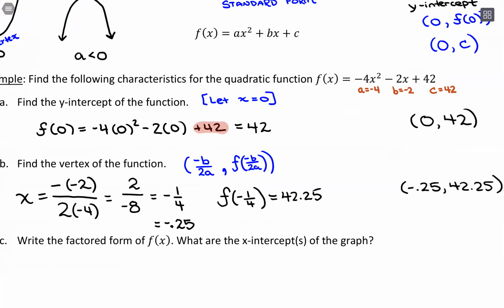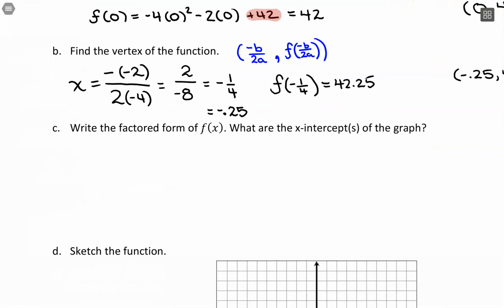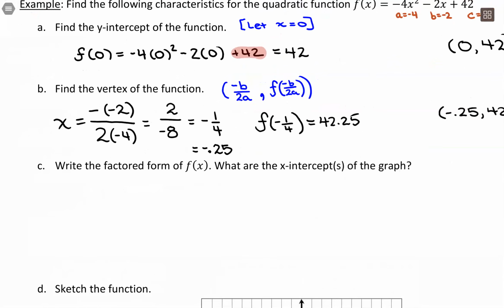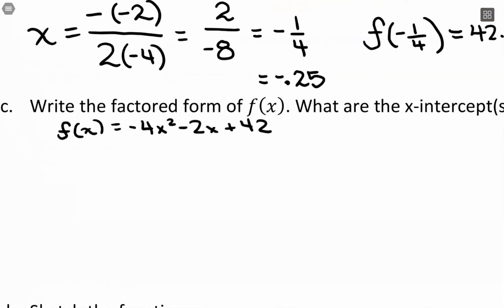All right, the factored form of f of x. So what I'm going to take is our function, f of x equals -4x squared minus 2x plus 42. And I'm going to factor. So I have a greatest common factor here. I'm going to factor out a -2. So that'll leave me with positive 2x squared, positive x, and a -21.